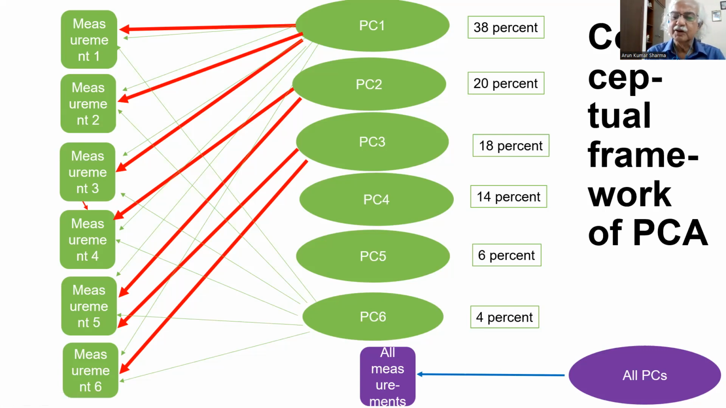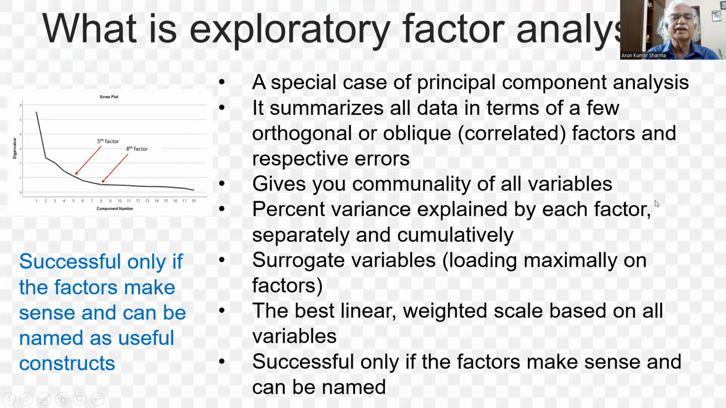You can also express any PC as a linear combination of all the measurements. Because of this reciprocity kind of relationship, in some conceptual frameworks of factor analysis, we do not show the relationships through arrows, because arrows show the direction of relationship. We simply make straight lines, because PCs depend on measurements, and measurements depend on PCs. So, simply a relationship.